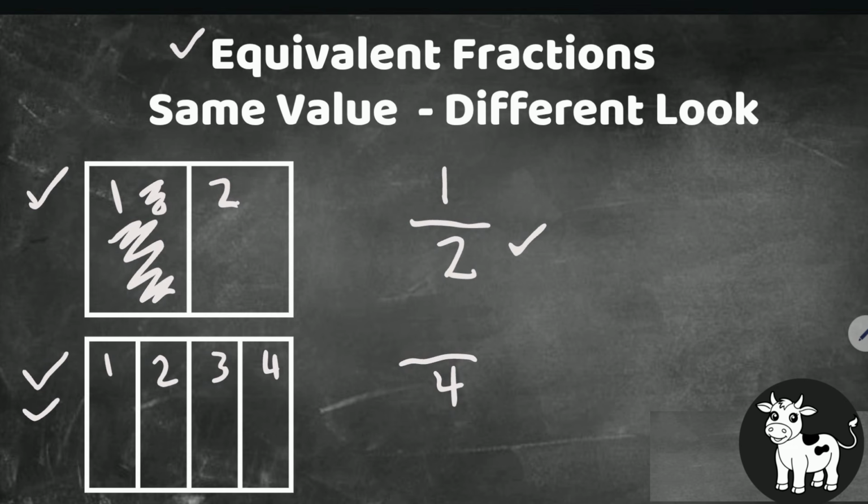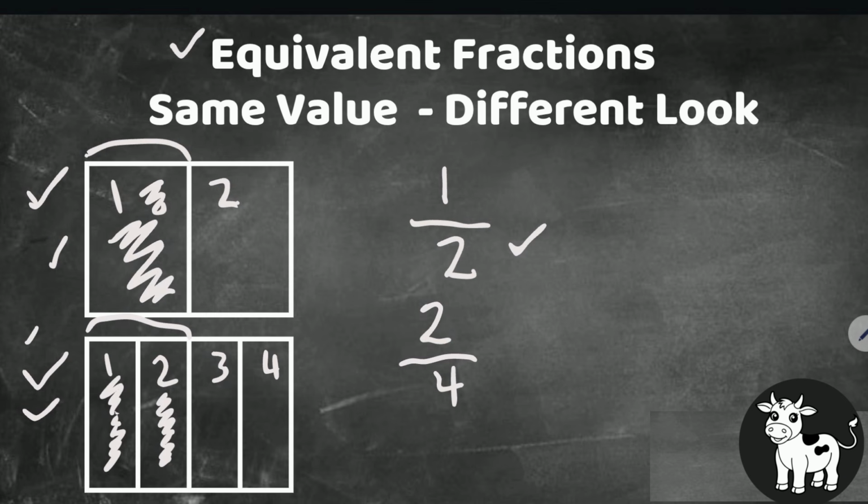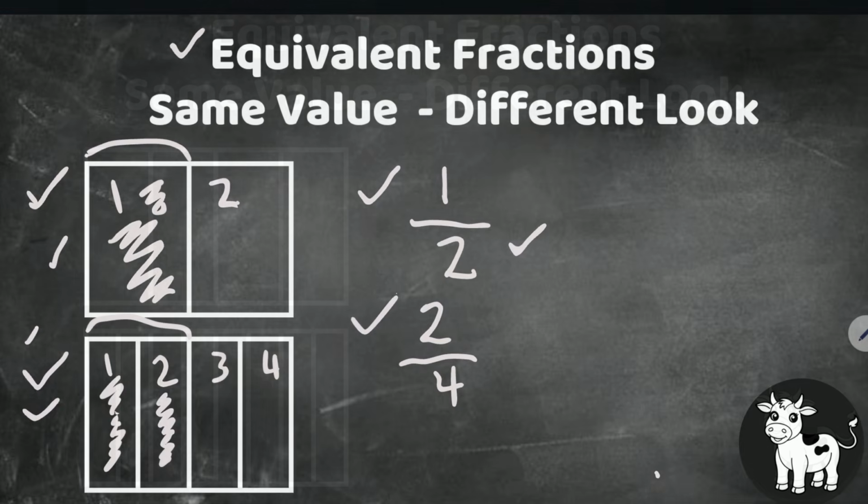Now let's shade it in to where it is the same size as the box above it. Notice that both of these are the same size. In this example, we're going to shade in 1, 2. Okay, so now we have a 2 here. Notice that it's the same size or same value, but different look. One is represented by 1/2. The other is represented by 2/4.